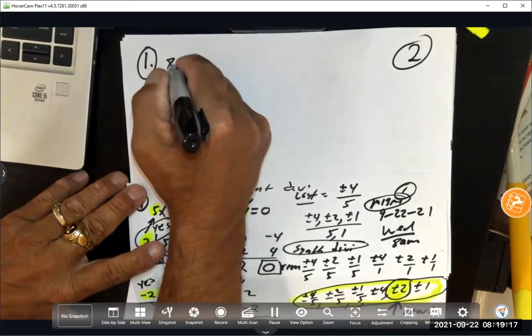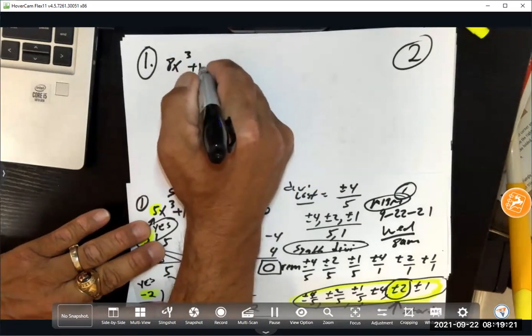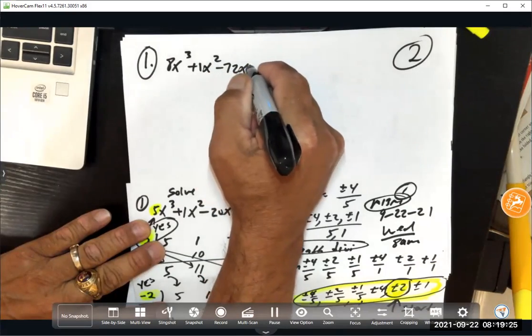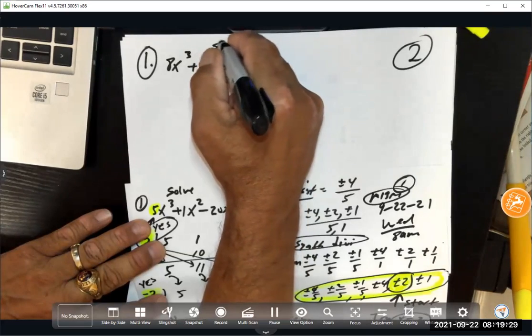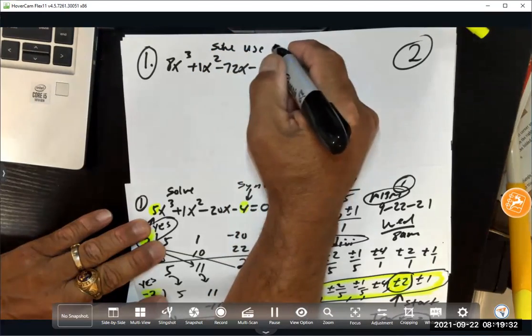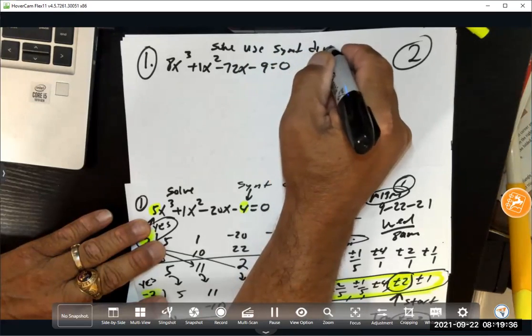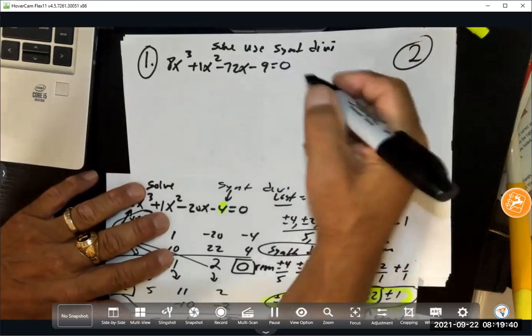Okay, so 8x cubed, that one's different, plus 1x squared minus 72x minus 9 equals 0. Okay, just going to say solve, use the synthetic division. So we're going to do the same setup. Ready? So we said the last over the first.